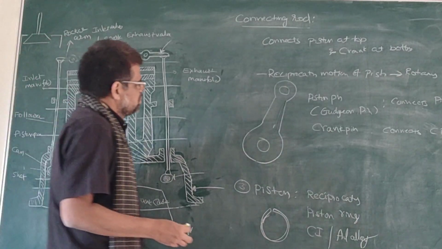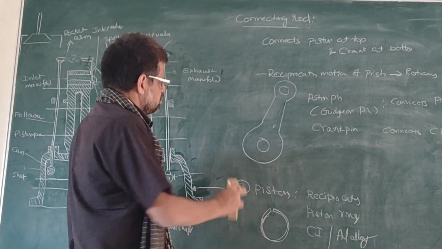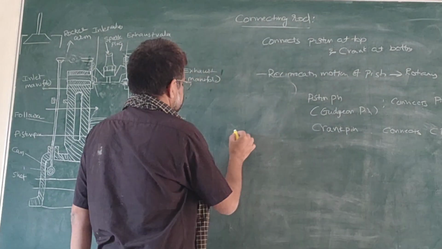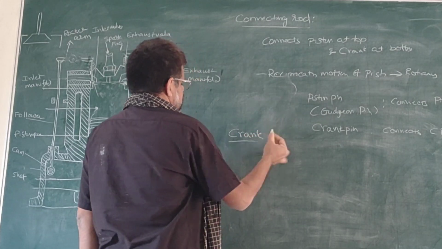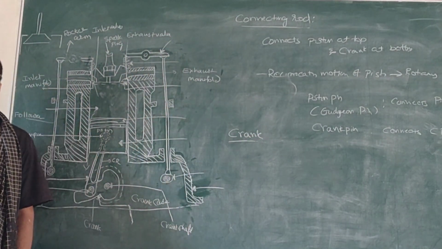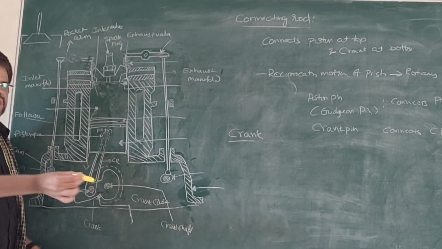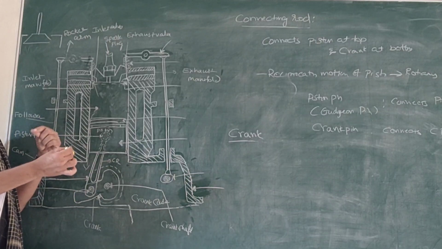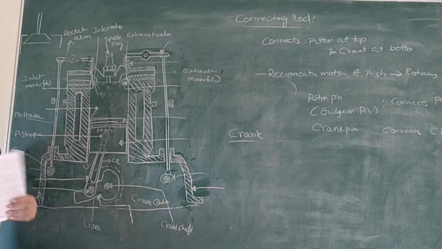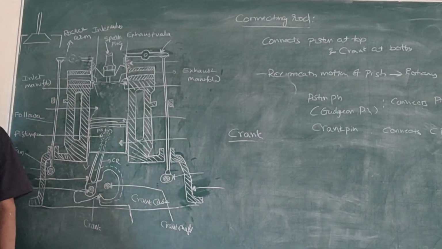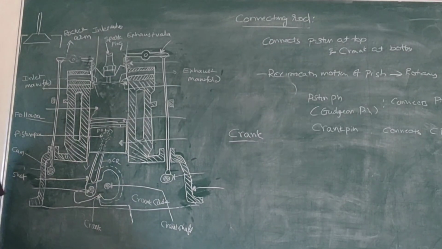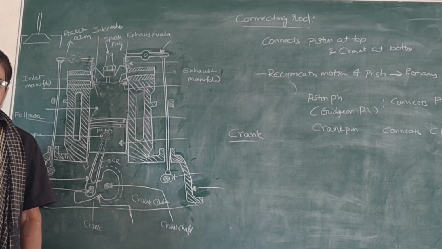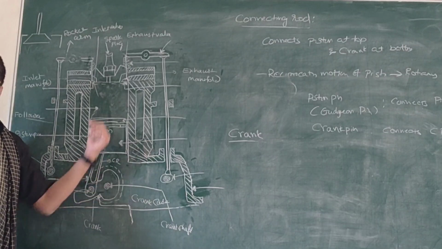And then the crank. The next part is the crank. What is the function of the crank? This crank is mounted on the crankshaft. As the crank rotates, the crankshaft also rotates. So it takes the rotary motion. It is used to convert the reciprocating motion of the piston into rotary motion. So this is the first element which gets the rotary motion in the entire setup.